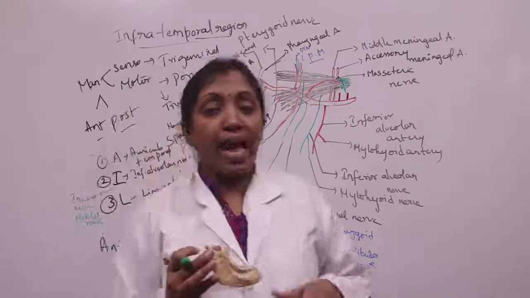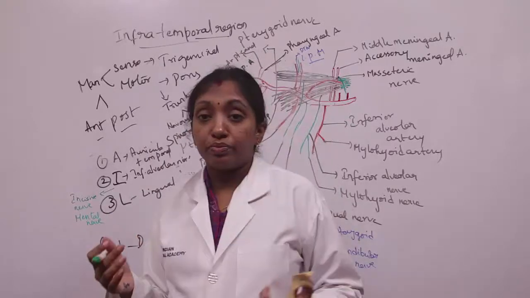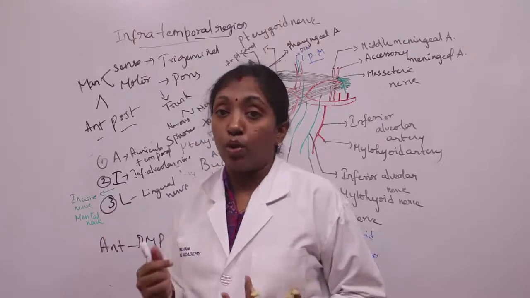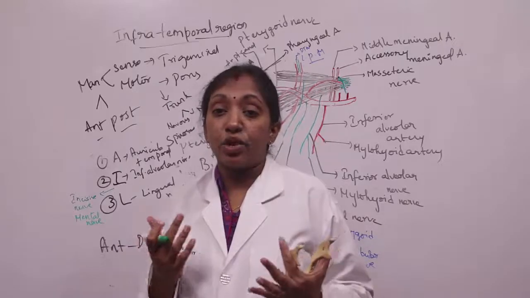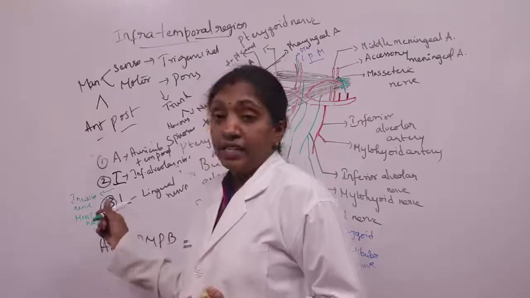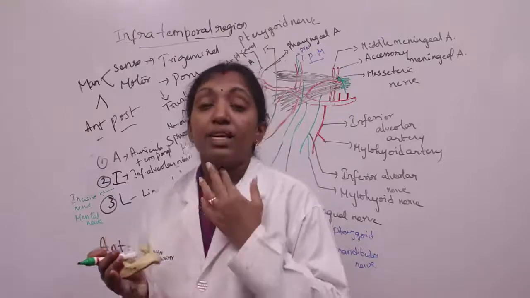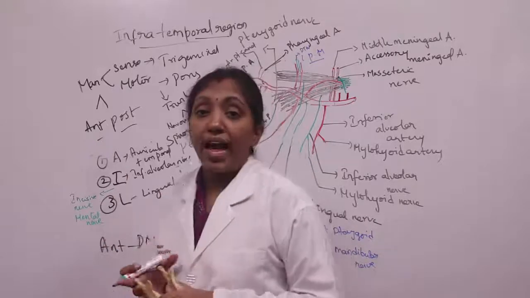Coming to the inferior alveolar nerve, in the mandibular canal it gives branches to the premolar and molar teeth and supplies the adjoining gums of the premolar and molar teeth. It also gives the incisive nerve, which supplies the mucous membrane and adjoining gums of the canine and incisor teeth. And the mental nerve emerges from the mental foramen and supplies the skin over the chin. So that's about the inferior alveolar nerve.